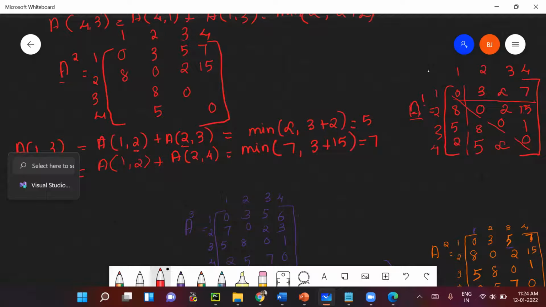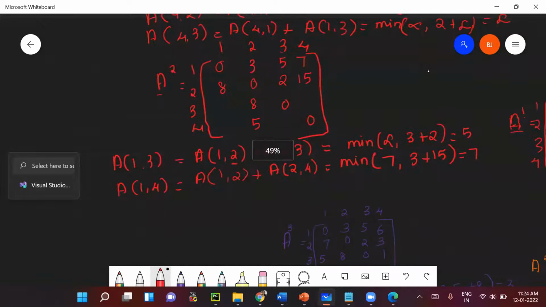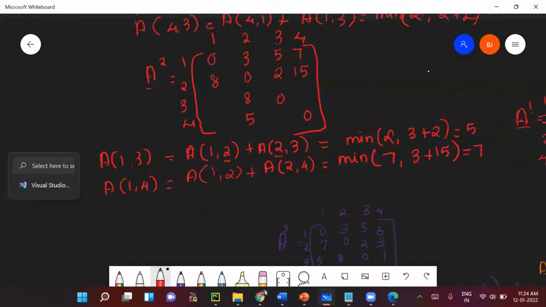This is very lengthy, this Floyd's algorithm. So I'm just showing you for only 1 to 2 distance matrix; later on you can do it at home. If you have any doubts, I can clear them. So here we have updated 7. Which are the values which are remaining now?